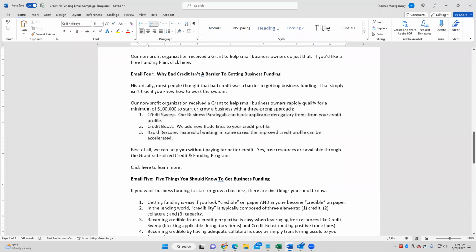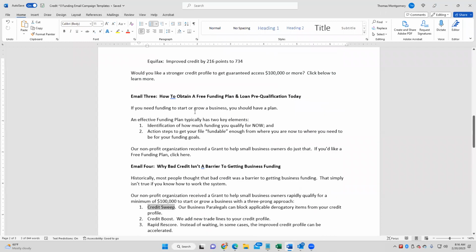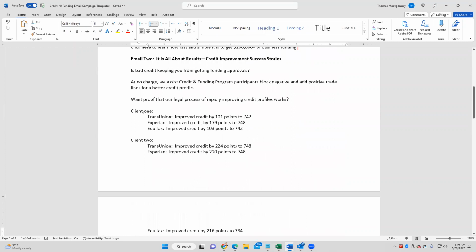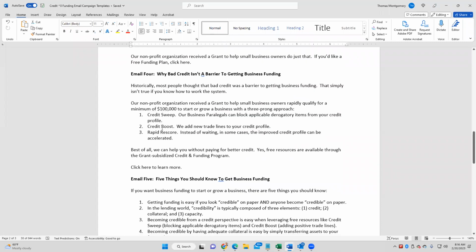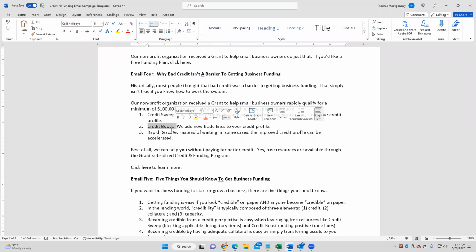But the point is the credit sweep works. We just saw some success stories up here. The credit boost obviously works, because it's not just about credit score, it's also about the profile. We can't just remove applicable negative items. We need to be cognizant of adding positive trade lines. And then the rapid rescore, of course, is powerful. Best of all, we can help you without paying for better credit. Yes, free resources are available through the credit and funding program, and then call to action.